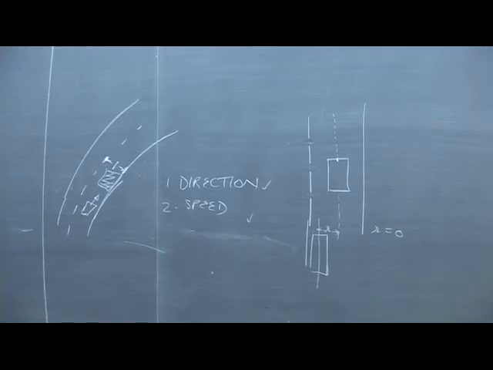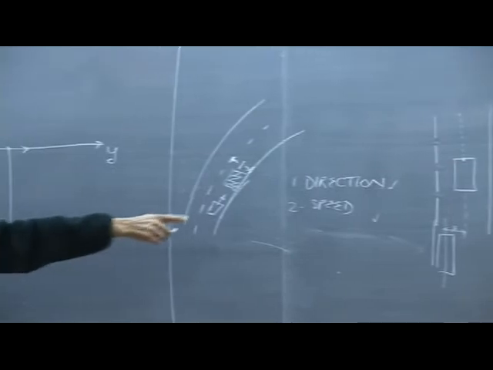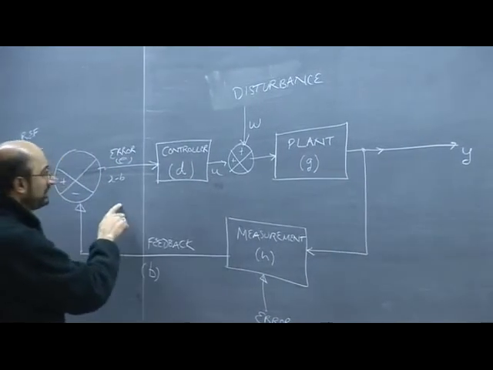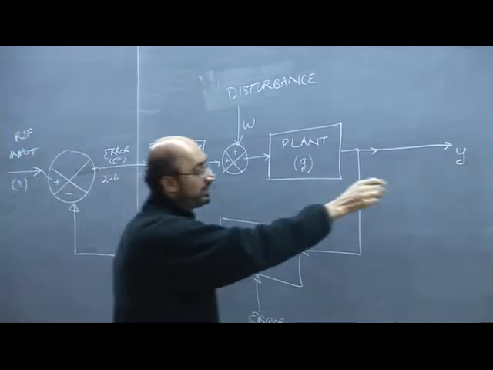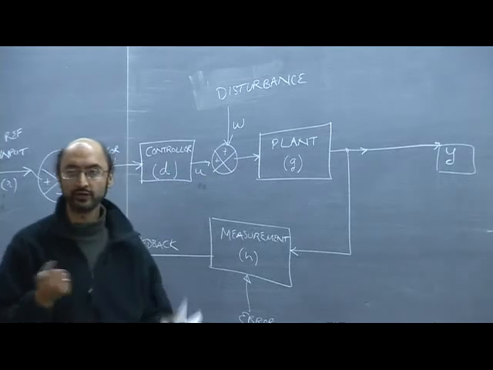Okay, any other questions about this? So let's look at the controller. Let's continue with my notion of having this R be the reference input. What the controller is going to do, maybe you should look at the output. The output Y is actually not the position of the car.